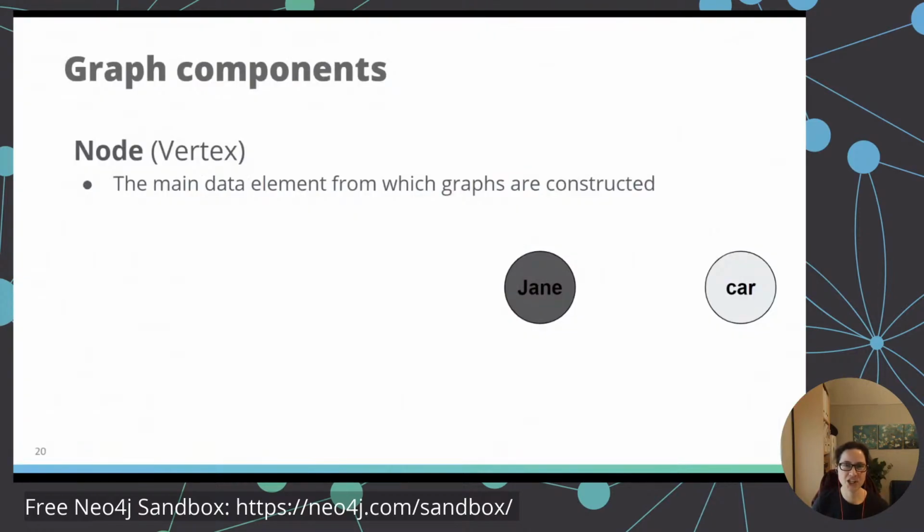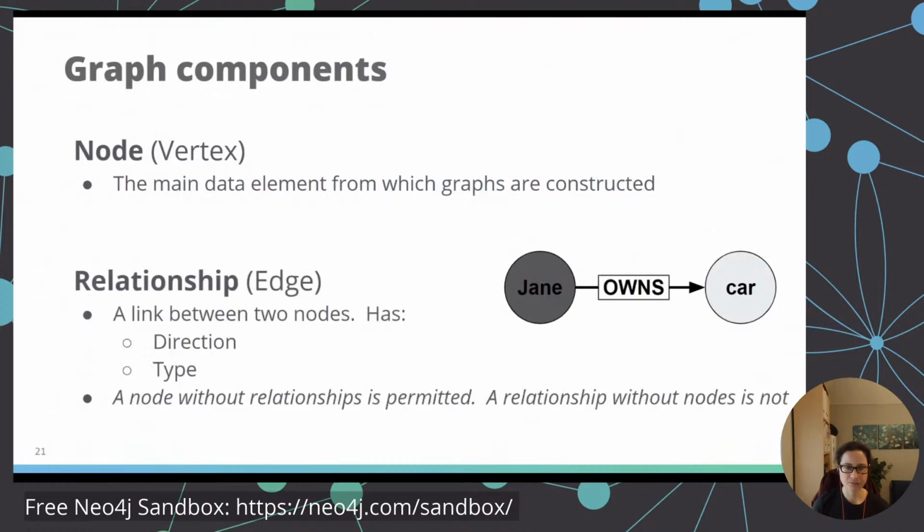I've mentioned this word node a lot. I've mentioned vertex a couple of times. This is one of the main components of a graph. A node, which is what we refer to them as in Neo4j, or a vertex in graph theory, is our main entity. That's our discrete entity from which graphs are constructed. And then we connect these nodes, these vertices, these entities with a relationship or an edge. They're also known as edges within graph theory. And this is the link between two nodes.